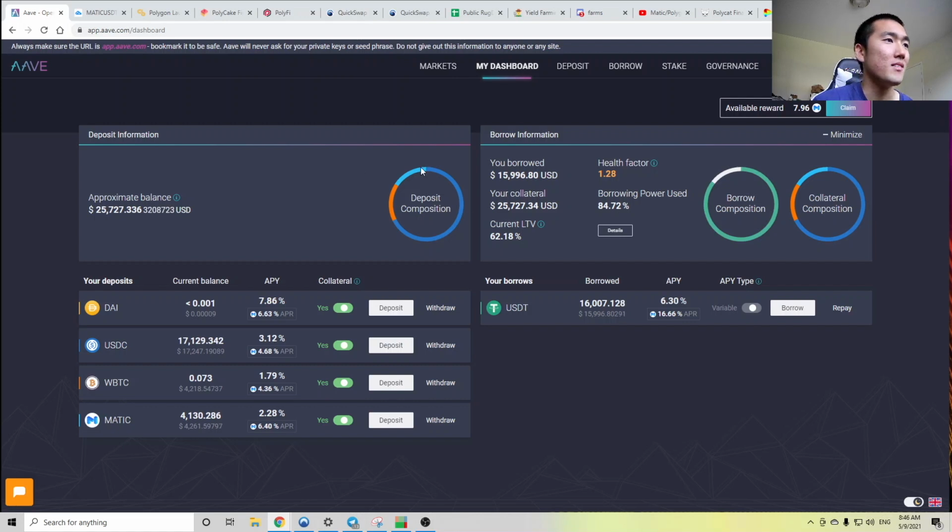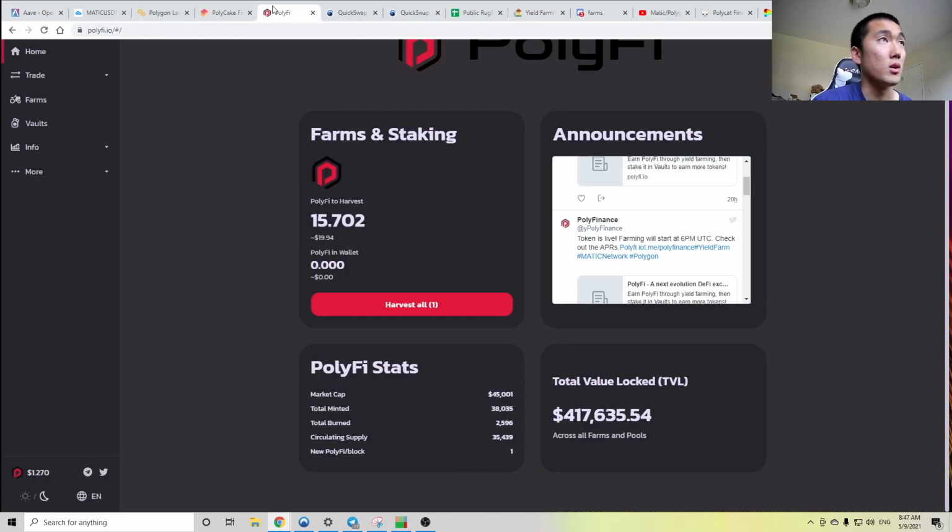You don't have to put this much money in it, but I've done my research and I feel comfortable enough. And I want to talk about accumulating Matic. So I have roughly 4,000 Matic in AAVE, but I didn't pay for any of this. Some of this Matic is from the Matic rewards on AAVE, but the majority of it is through farms. And the farm I'm in right now is called PolyFi, which has been popping off.